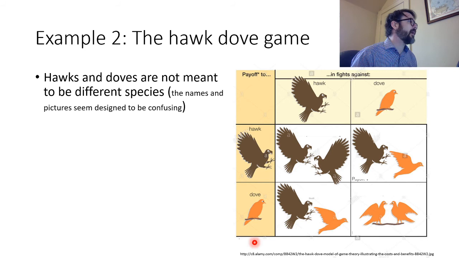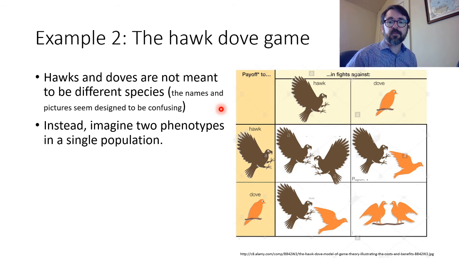And so how does the hawk-dove game work? Well, the idea is that hawks and doves are not meant to be different species, right? The names and the pictures people use often seem designed to confuse you. That's not what's going on here. Instead you should imagine two phenotypes in a single population, right? One that fights and one that does a dance or sings a song or something. So this is our singing red-winged blackbird playing the dove strategy, and a red-winged blackbird that comes in and pecks his eyes out is playing the hawk strategy.